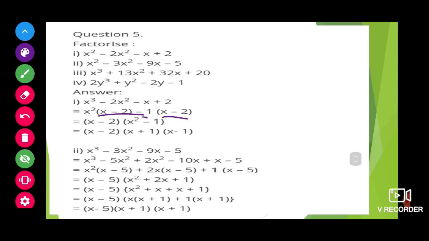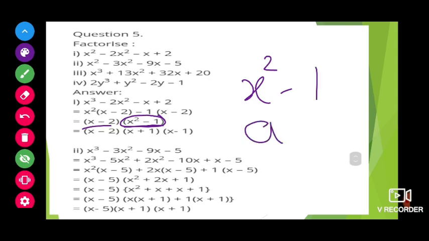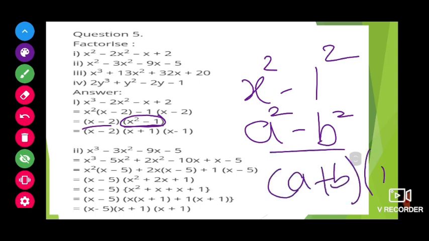Now to get the x minus 2, I will take minus 1 as the common. Now x minus 2 is common in both cases, so bring it out. Here the remaining is x square, here the remaining is minus 1. So we get x minus 2 into x square minus 1. Now x square minus 1 looks like a square minus b square, because 1 we can write as 1 square. What is the formula for a square minus b square? a plus b into a minus b. Here a is x, b is 1. So we can write x plus 1 into x minus 1.